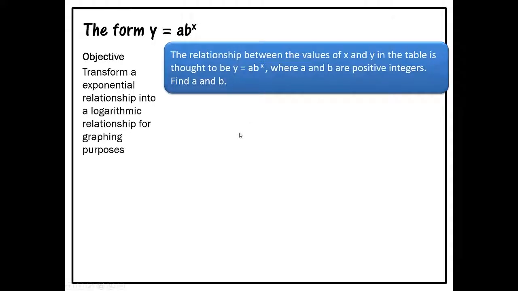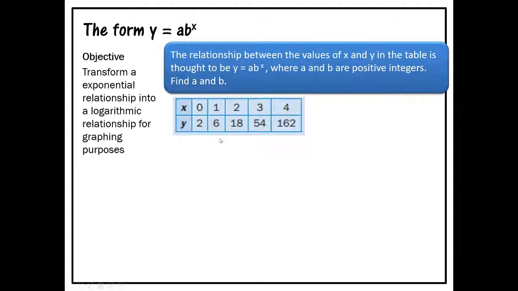So the relationship between the values x and y in the table is thought to be an exponential one like this, where a and b are positive integers. We have got to find what a and b are. The table that we are given is this: x values of 0, 1, 2, 3, 4, and y values of 2, 6, 18, 54, and 162.